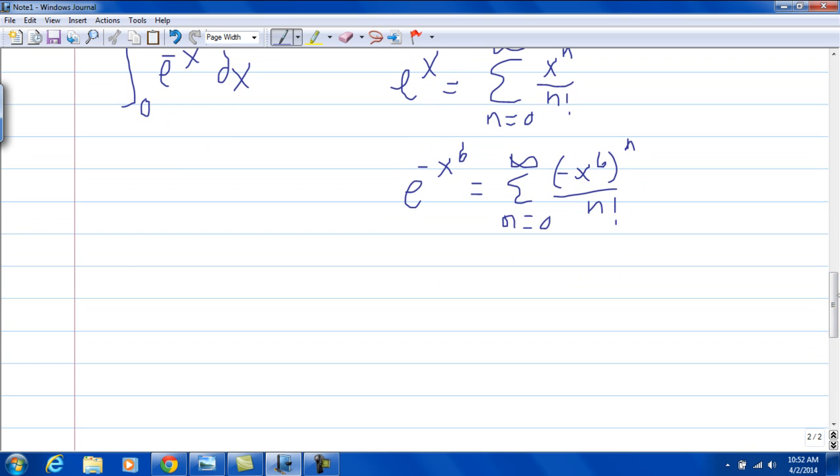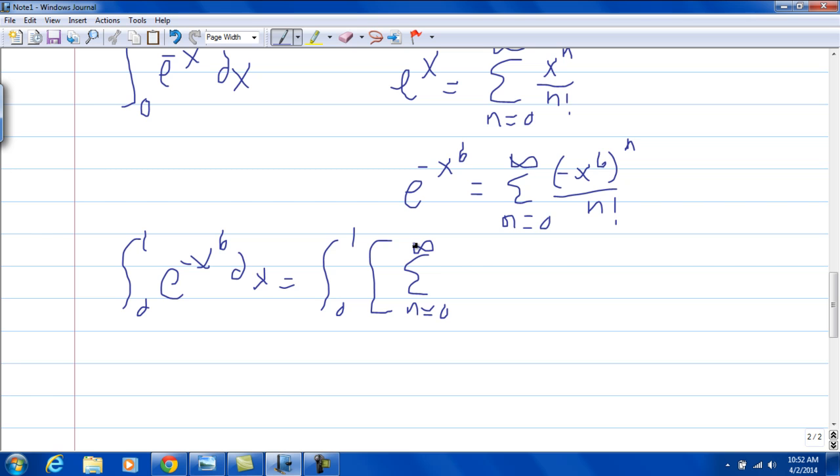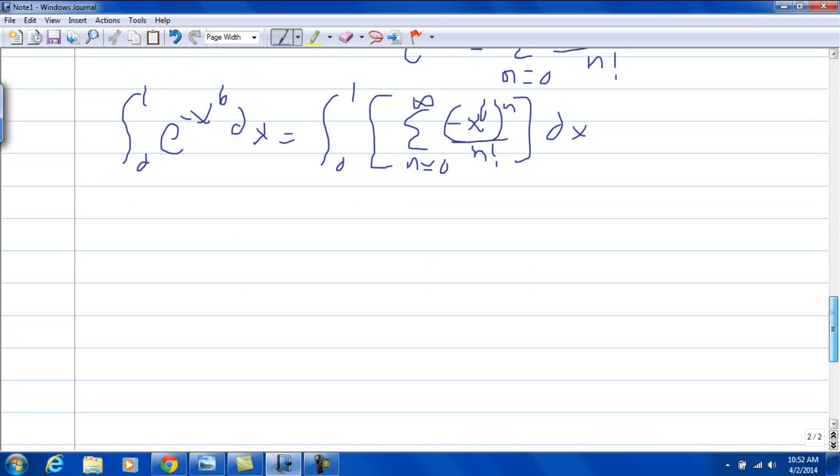So what we have then is that our integral from 0 to 1 of e to the negative x to the 6th dx will become the integral from 0 to 1 of the summation as n goes from 0 to infinity of negative x to the 6th to the n over n factorial dx. So we can re-represent it like that. Gosh, this writing looks so bad. Okay.